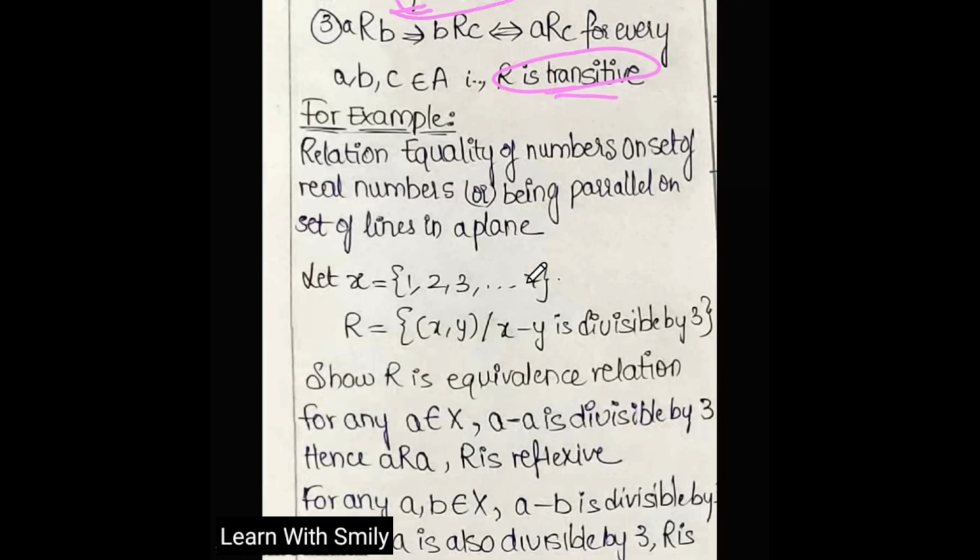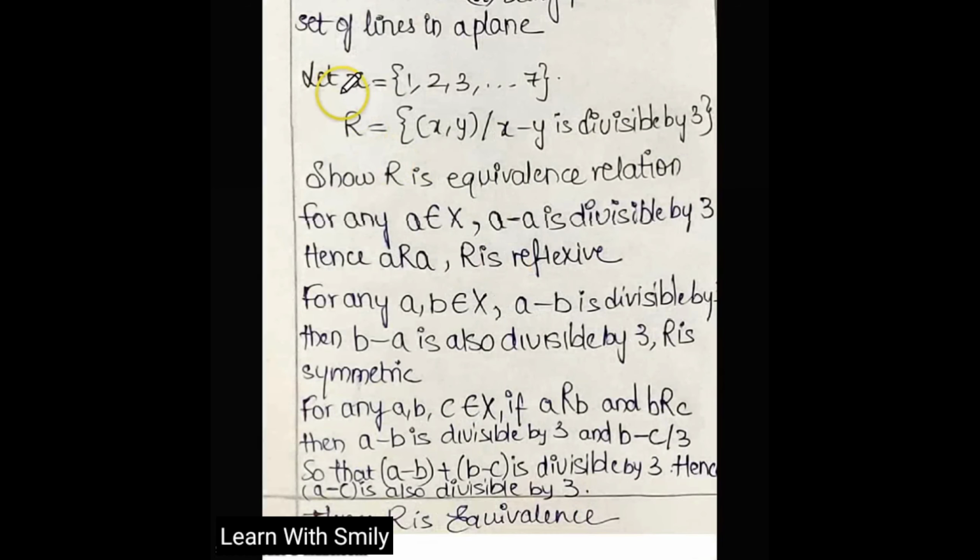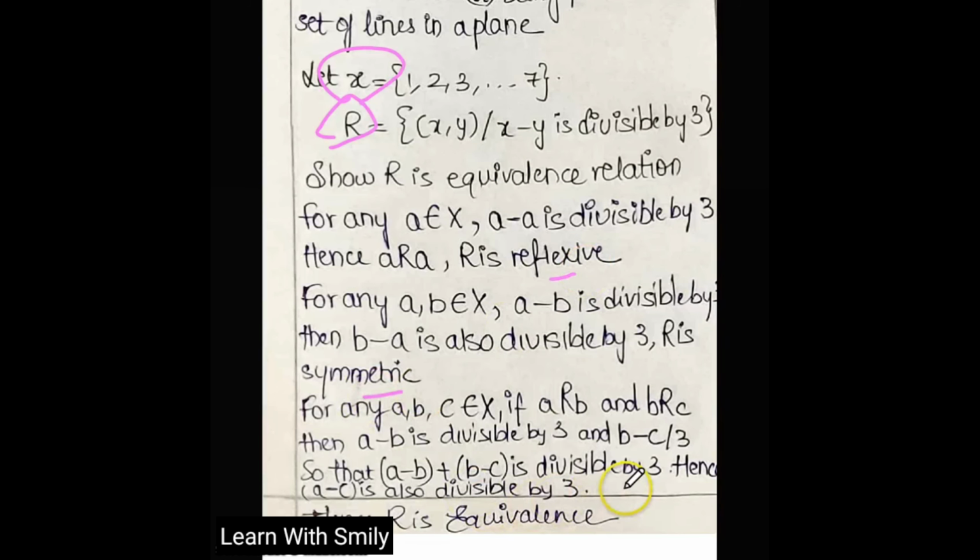Let us take an example where we are taking a relation and a set X, and a relation where (x, y) such that x minus y is divisible by 3. If this satisfies reflexive, symmetric and transitive, then obviously it is an equivalence relation.